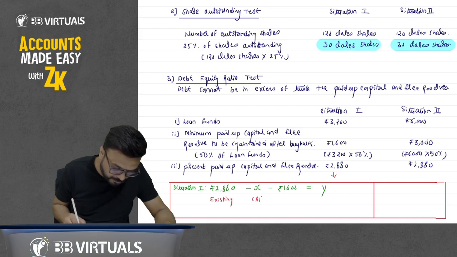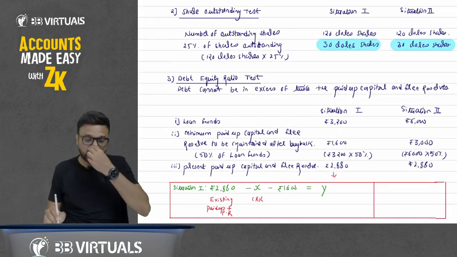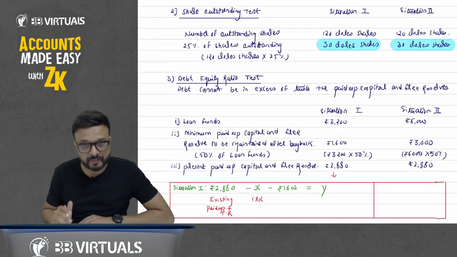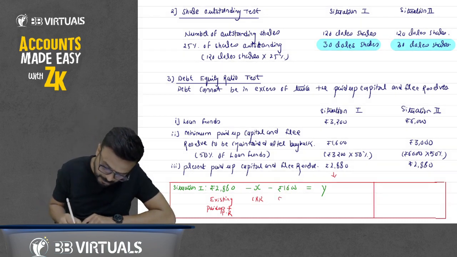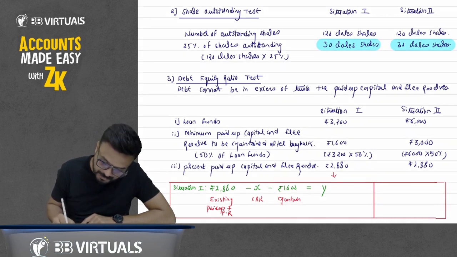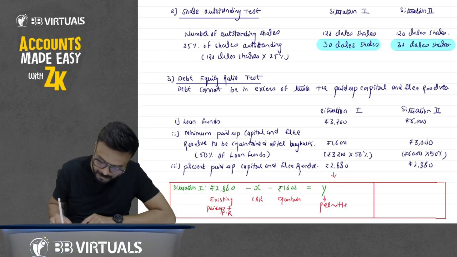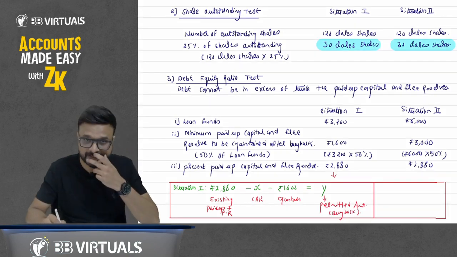This much will be transferred to CRR. This is existing paid up capital plus free reserve, and X is the amount that we have to transfer to CRR. Out of this, some will be transferred to CRR and some amount should be maintained. Maintain paid up capital and free reserve, and this is the permitted amount for the purpose of buyback. So we have to calculate it by simultaneous equation.